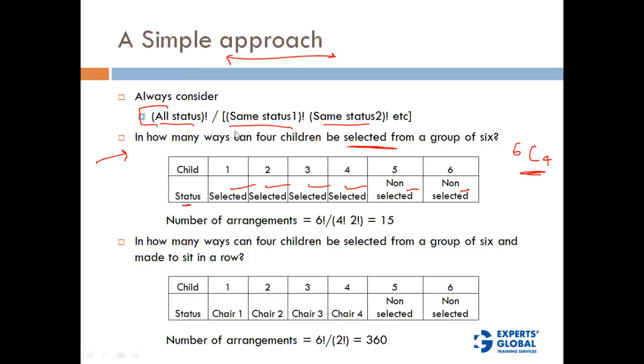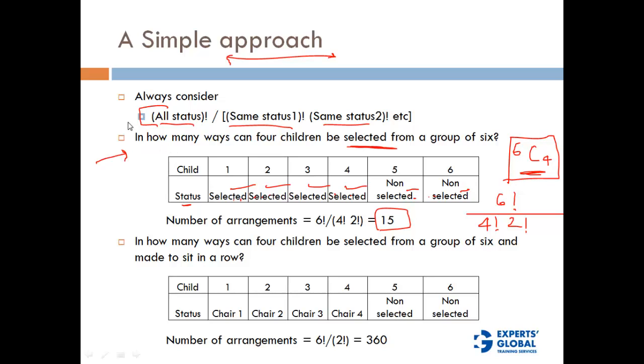All status factorial. How many statuses do I have? Individual statuses: 1, 2, 3, 4, 5, 6. So I have 6 factorial, divided by status 1. What is status 1? Status 1 is selected. How many of them do I have? I have 4 such statuses, so I take 4 factorial. How many non-selected do I have? I have 2 non-selected, so I do 2 factorial. Ultimately what I get is 15, which is the same as 6C4.